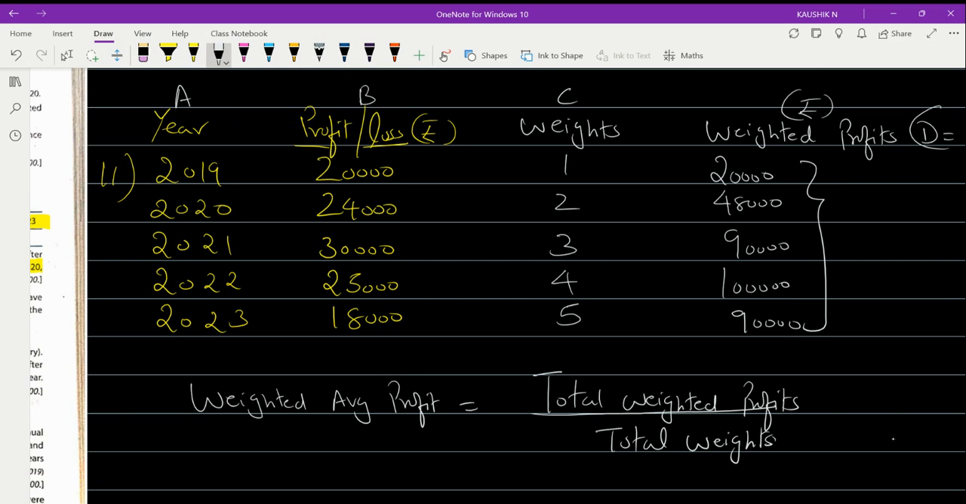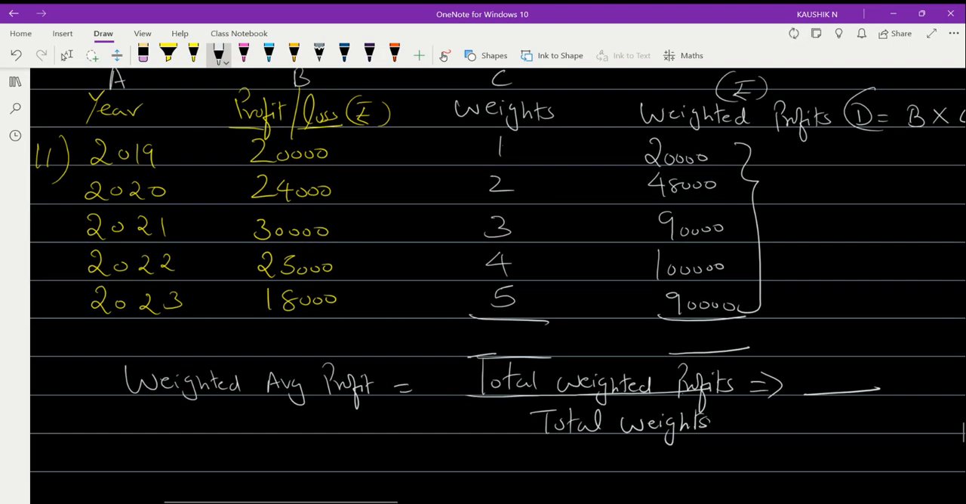Whatever you got now, 20 plus 48 plus 90 plus 1 lakh plus 90. If you add all these, you will get the total weighted profit. And the next one, the total of weights: 1 plus 2 plus 3 plus 4 plus 5. If you add all this, you will get the total of weights. Now you add and tell me how much you are getting for the total weighted profit and for the total of weights.